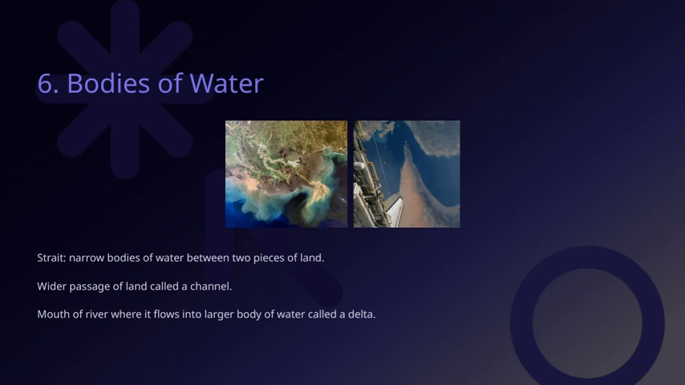Finally, we have the strait, which is a narrow body of water that lies between 2 pieces of land. Straits are often critical for maritime navigation because they serve as natural passages connecting larger bodies of water. Understanding these features helps us better grasp how water moves and shapes the geography around us, which ties into the overall theme of how natural landforms and waterways influence our environment and daily lives.